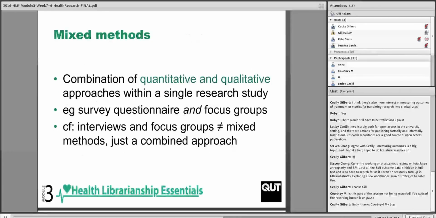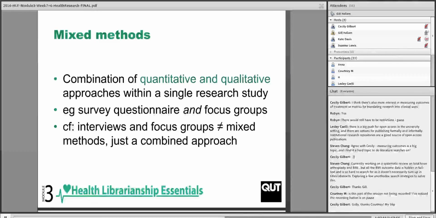But there are lots of resources which can help you. If mixed methods are involved, then that will be a combination of quantitative and qualitative within one single research study. So you could, for example, have a survey questionnaire which gets some hard data, and then focus groups would give you some explanations around some of those aspects.